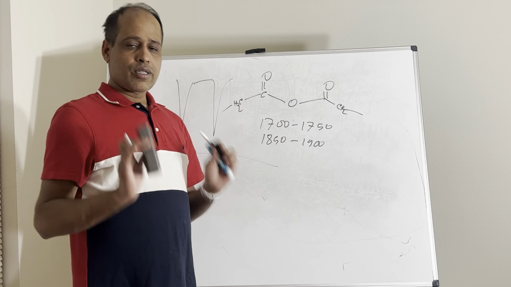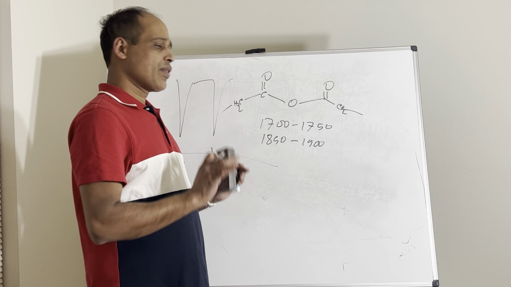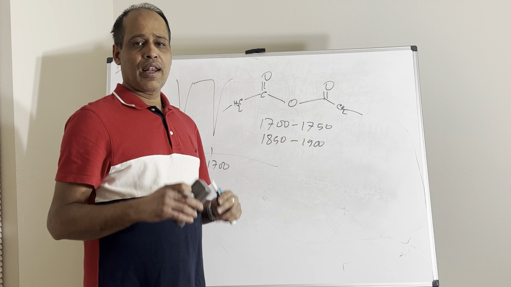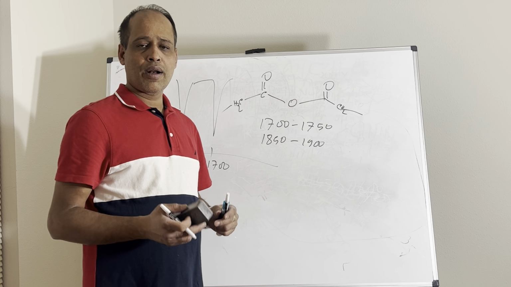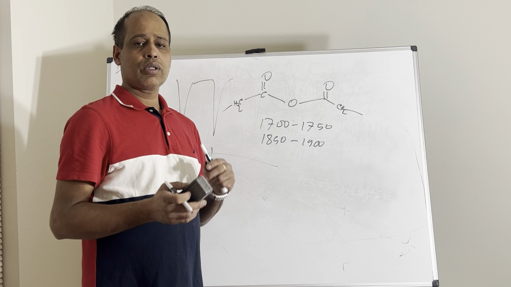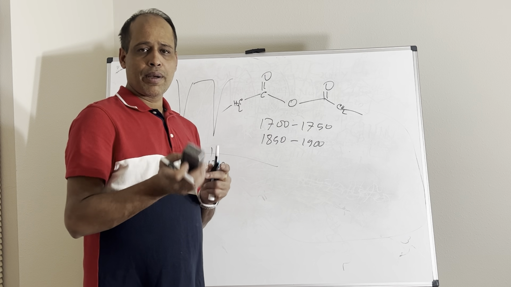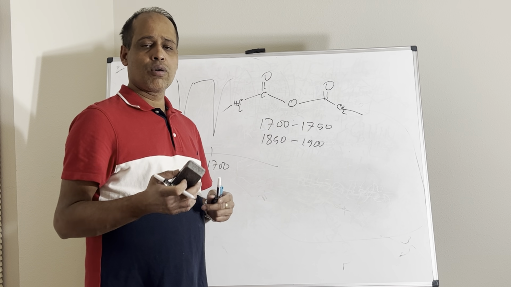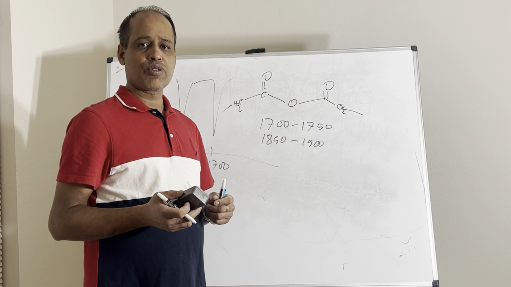Okay, so that's it for the IR today, and the next lecture will be on carbon NMR and proton NMR. Once we know the carbon and proton NMR and a little bit about the mass, then we will go for the structure elucidation.